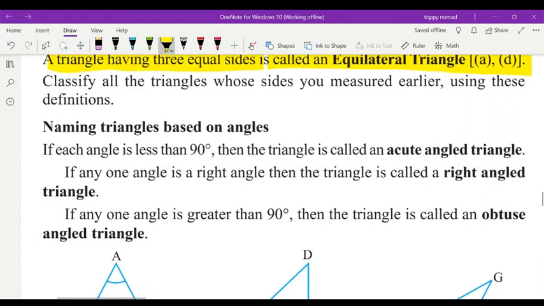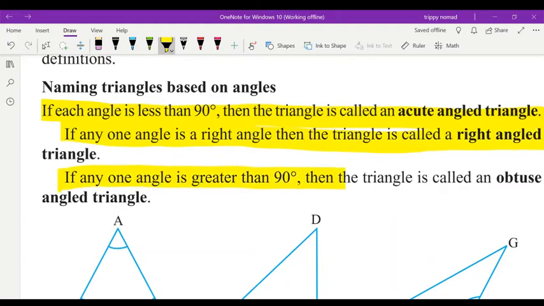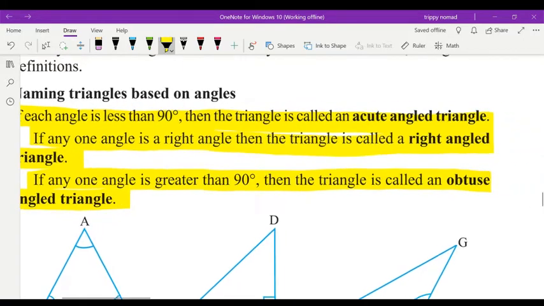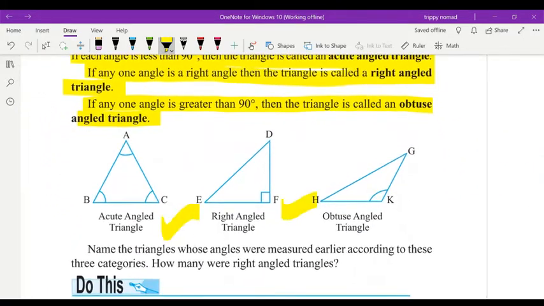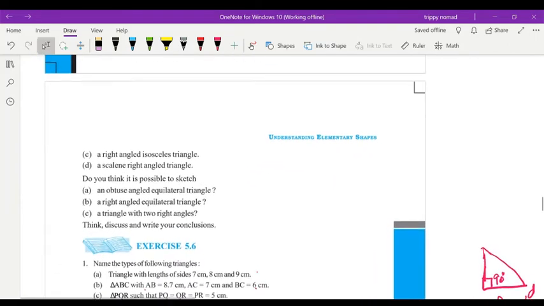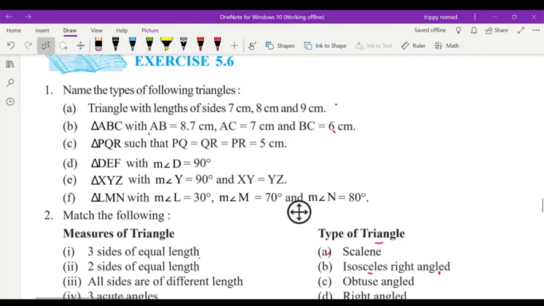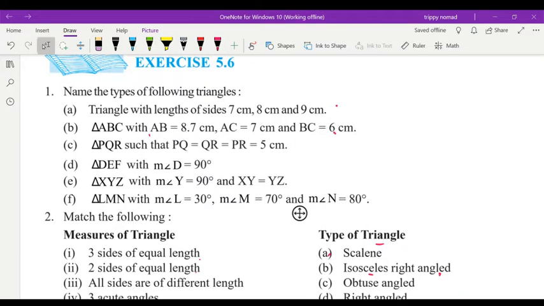Now naming of triangles based on their angles, which I also taught you. If each angle is less than 90, the triangle is called acute angle. If one of the angles is a right angle, it is called right angle. If one of the angles is greater than 90, it is called an obtuse angle triangle. Here they have drawn diagrams for you also. You have to copy these definitions along with the diagrams. You have to take help of a scale. Without a scale, rough work will not be accepted.